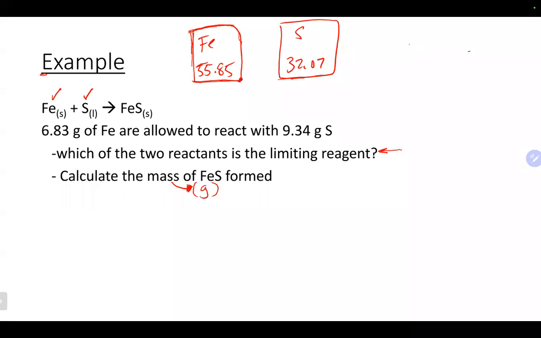And somewhere along the way, you have to figure out which one is the limiting reagent. We're going to do basically our same steps. First, balance the equation, which looks like it is balanced, so that's good. Then the second step is to convert whatever they gave us to moles. In this case, we have two numbers to do. So we take our 6.83 grams of iron, using the molar mass from the periodic table for iron, which is 55.85.